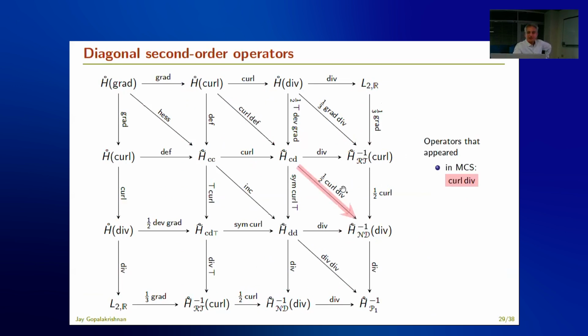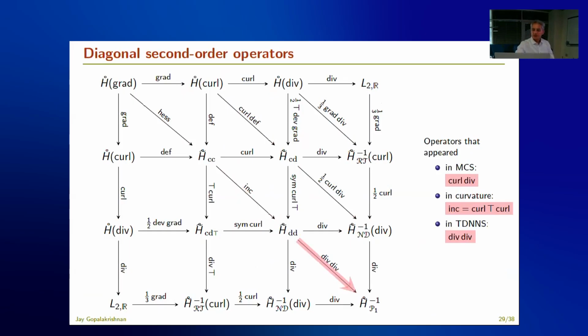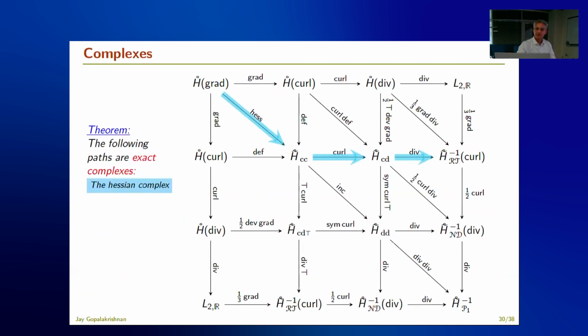Okay. This is the operator, the incompatibility operator, which is a curl followed by the transpose of the curl. This diagonal operator is the incompatibility operator. The div operator we've seen before, and the Hessian, of course, we know. Okay, so these are important second order differential operators because there are complexes using them that have appeared in previous contexts in previous literature.